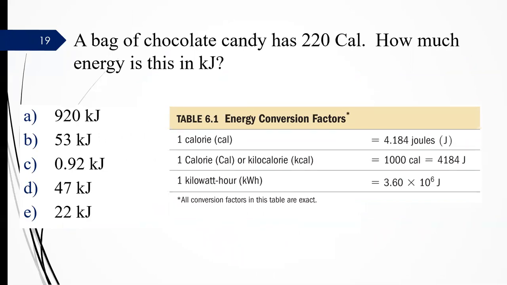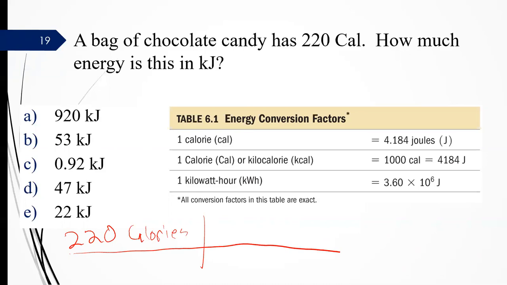So we have 220 calories, and that's with a big C. So that means that that's a kcal. So if we want to convert that over into joules, then we know that 1 calorie is 4,184 joules. And so I'm using this conversion here.